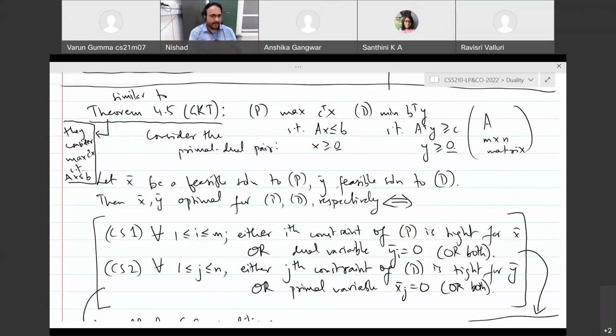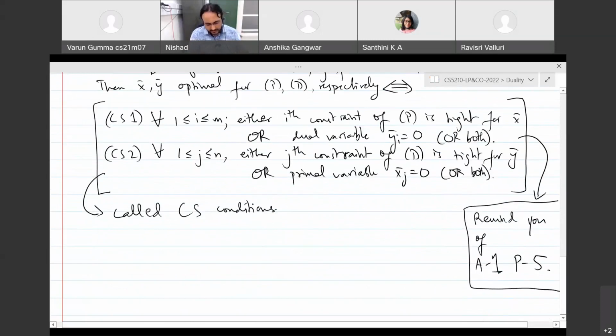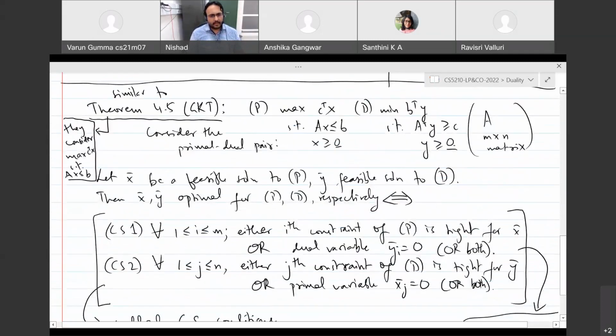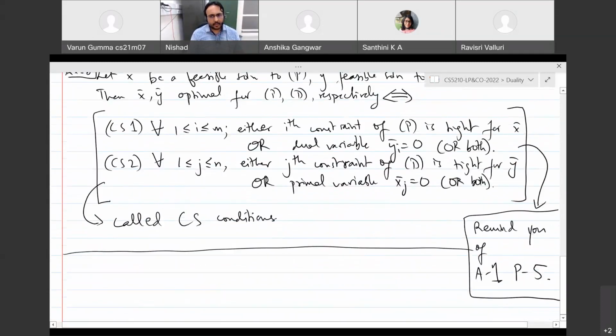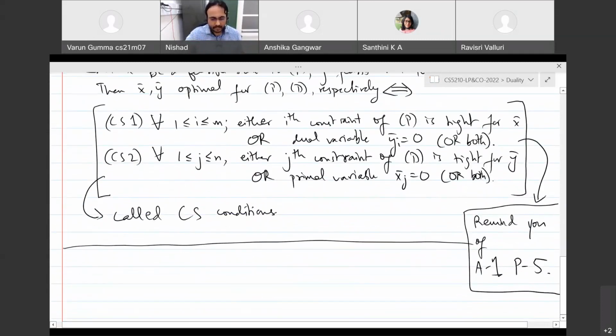As I said, there are no new mathematical ideas when you go to the general case. It's just a matter of bookkeeping and dealing with the different constraints separately. So it doesn't really bring any new mathematical ideas. All right. So if there are no questions, let's proceed to prove this theorem.